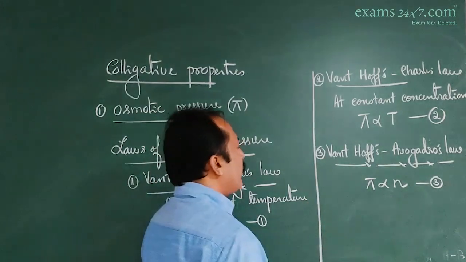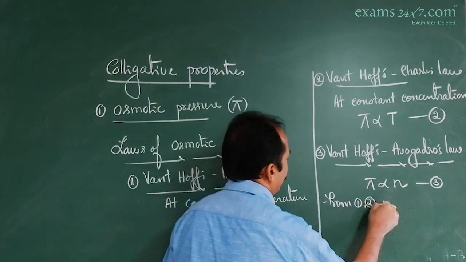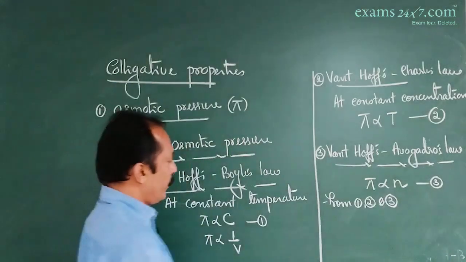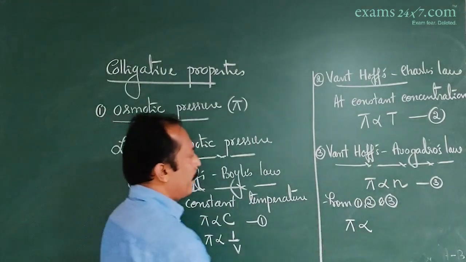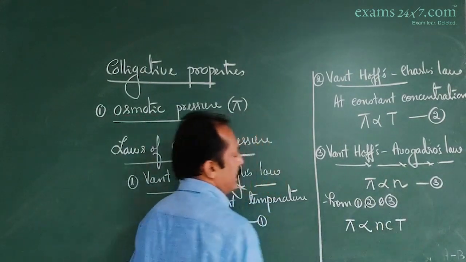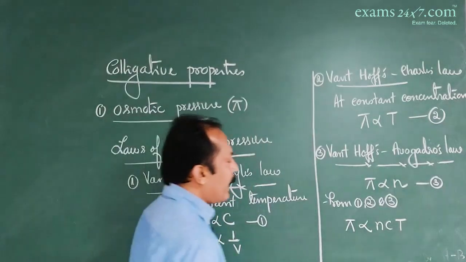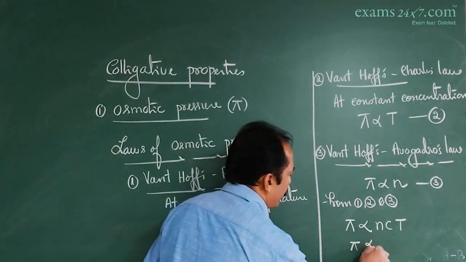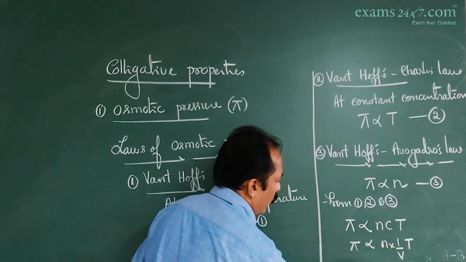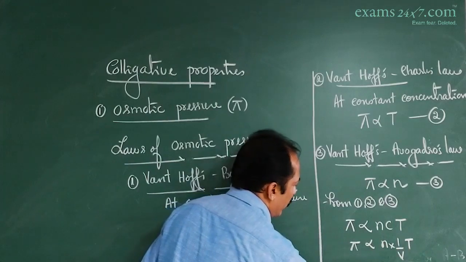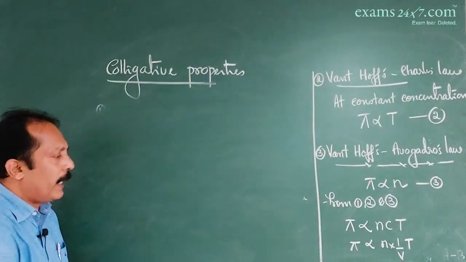Now, by combining these three laws, Van 't Hoff's Boyle's law, Charles law, and Avogadro's law, we get pi is proportional to nCT. Or we can write like this: pi is proportional to n into 1 by V into T. Or pi V is proportional to nT. Or pi V equals nRT.